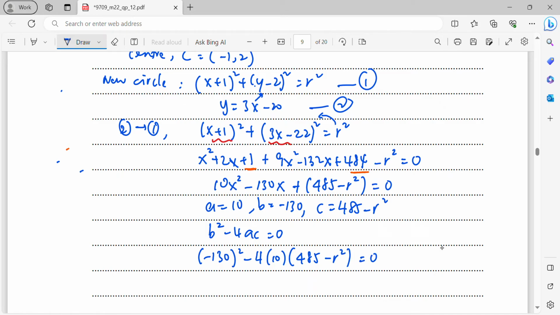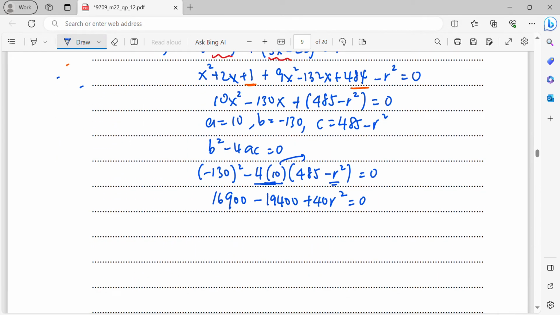Now I do expansion. Square of 130 is basically 16900. Then here is negative 40, so you multiply. So when you multiply, you will get negative 19400. Then this negative 40 multiplied with minus r squared is plus 40 r squared equals to 0. Then from here, the first two terms, when you simplify, you will be getting negative 2500 and then plus 40 r squared equals to 0. Then from here, 40 r squared is 2500. So your r squared is going to be 2500 divided by 40. At last, you'll be getting 125 over 2.